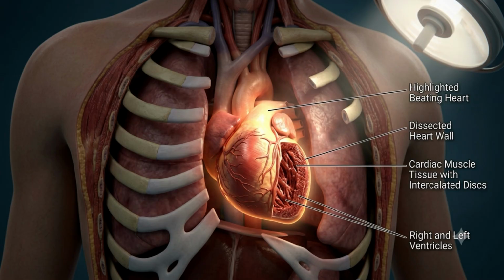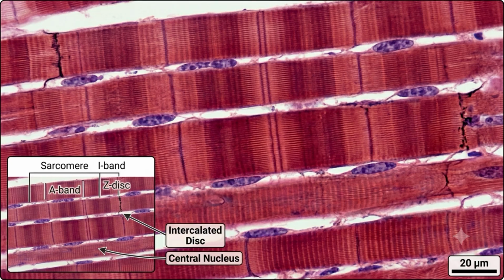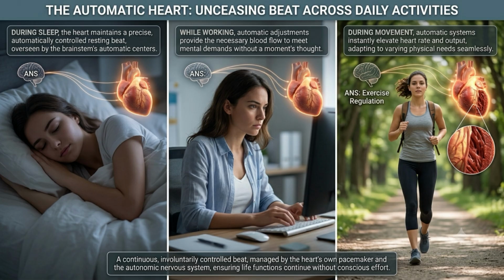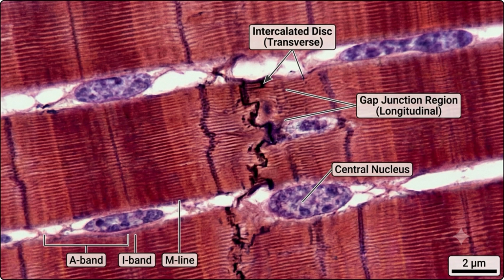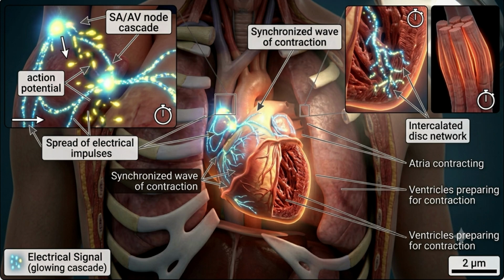Smooth muscle lines the walls of internal organs and structures: the digestive tract, the blood vessels, the airways, the bladder. It contracts slowly and rhythmically, without conscious control, pushing substances through tubes and regulating the diameter of passages. Its cells are small and spindle-shaped, each containing a single nucleus, and they lack the banded appearance of skeletal muscle.